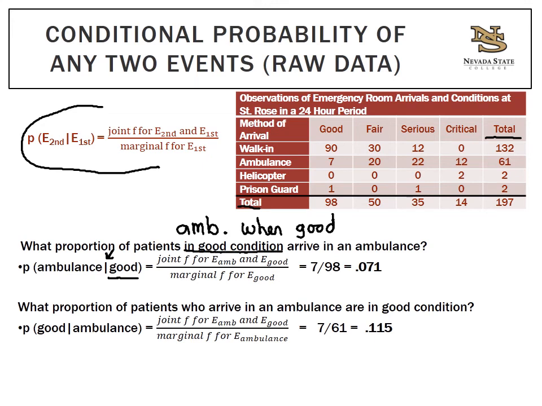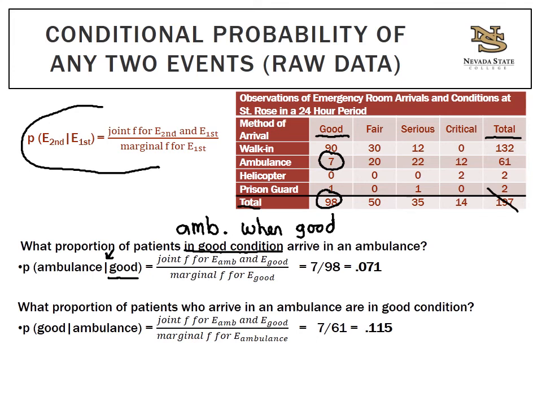So the joint frequency, the co-occurrence of good and ambulance, is right here. And we're not dividing that by 197 anymore. We're not looking out of all patients. We're looking just out of those in good condition. Just those 98 in good condition. So we've got 7 divided by 98 is 0.071.